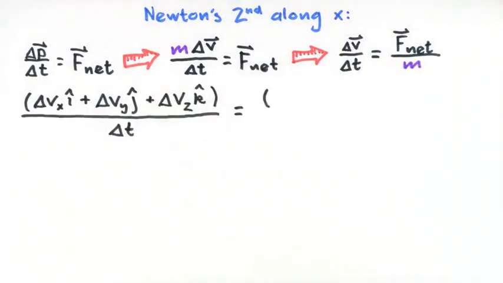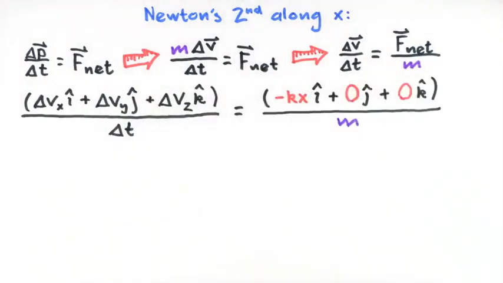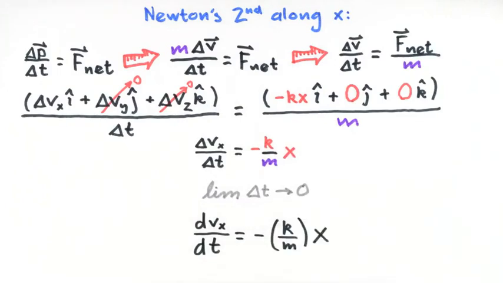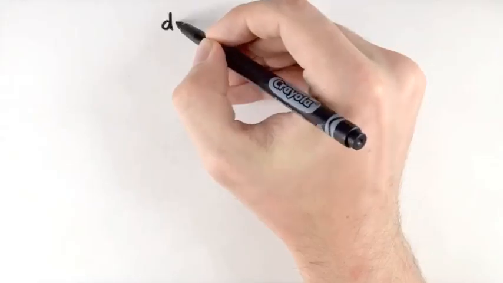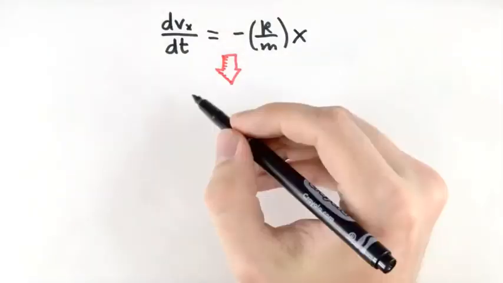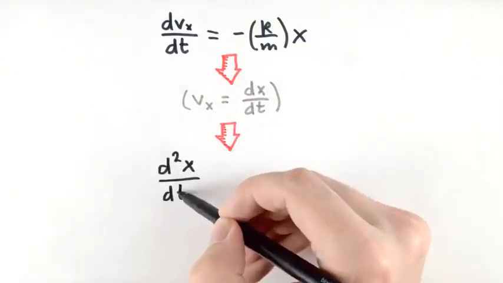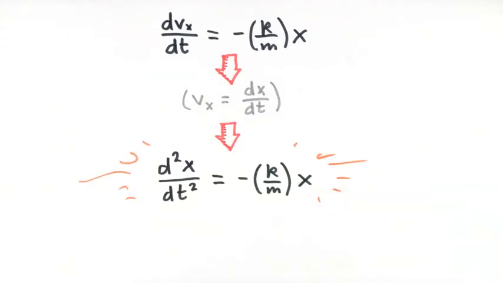First, we need to do some algebra to rearrange Newton's second law into this form, and then take the limit as delta t goes to 0, and so we obtain this derivative form for Newton's second law. We're going to take one more step here and use the derivative form for the x component of the velocity as dx/dt. Plugging that in, we see that Newton's second law has this form for the motion of the spring mass system along the x direction.